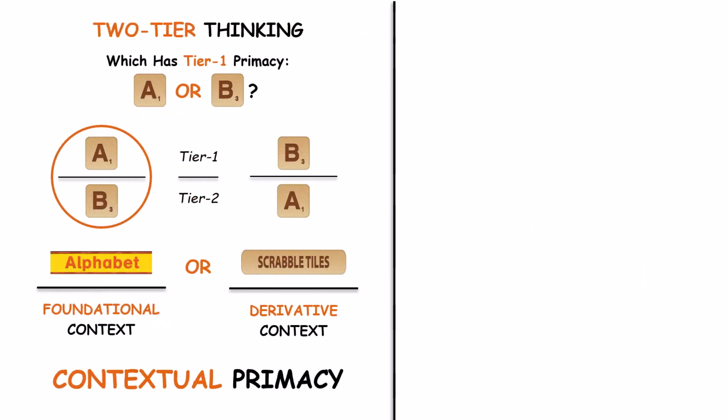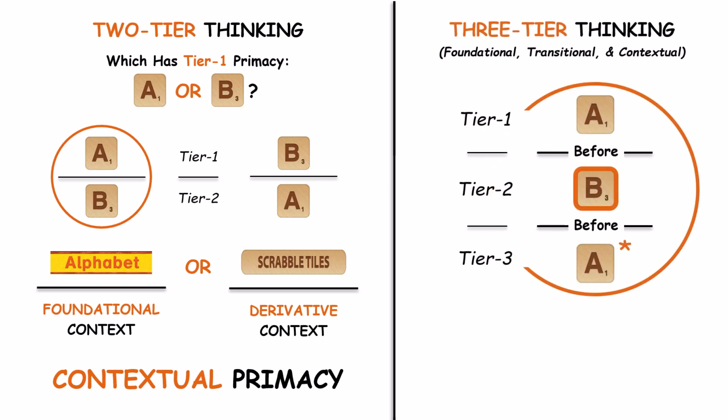To wrap up this exercise, notice that on the left, we've laid out the key aspects of two-tier thinking, focusing on the alphabet in Scrabble. This includes the implicit foundational and derivative contexts that are often ignored. On the right, we've expanded to three-tier thinking.